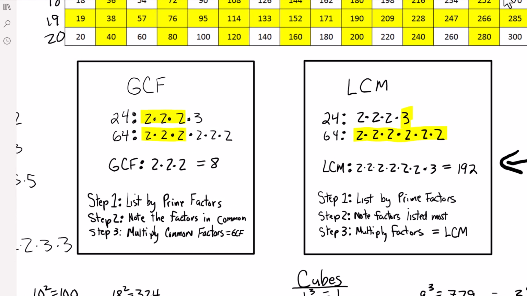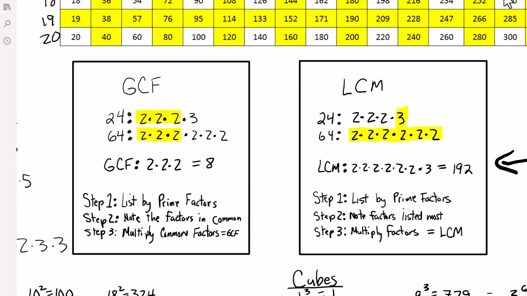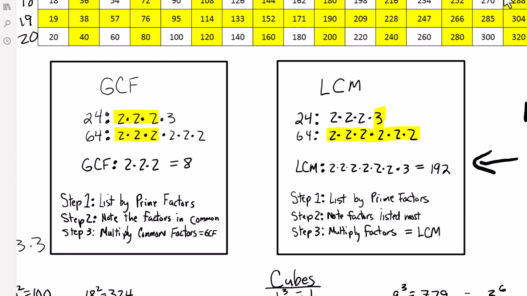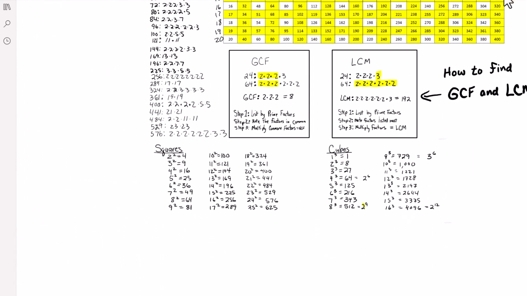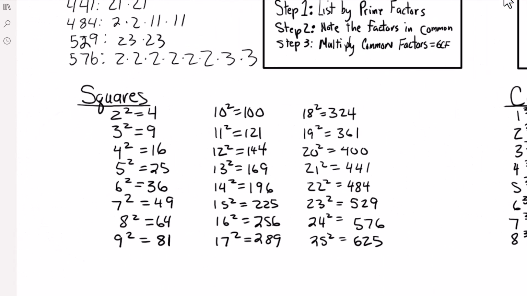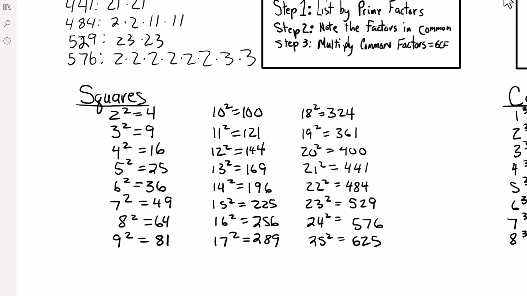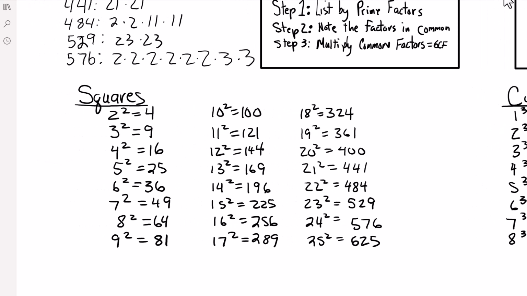How to find the greatest common factor between two numbers. And I have the instructions right there. You can do a screenshot. That way I'm not going over that. And the lowest common multiple. And then some perfect squares and perfect cubes.